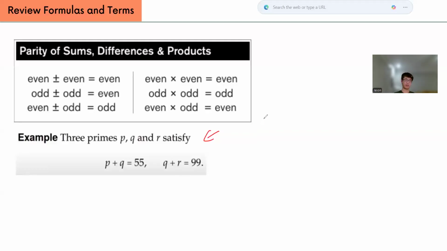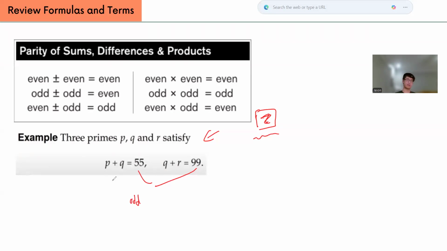Yeah, so this comes up a lot, right? So for primes, the only even prime is 2, right? Because any other even number is going to be divisible by 2, and that's another factor besides itself and 1, right? So any other even numbers are not prime. So 2 is the only even prime. And when we look at these numbers over here, with this 55 and this 99, we're like, okay, so this 55 is an odd number, and this 99 is also an odd number. So what added together is an odd number?